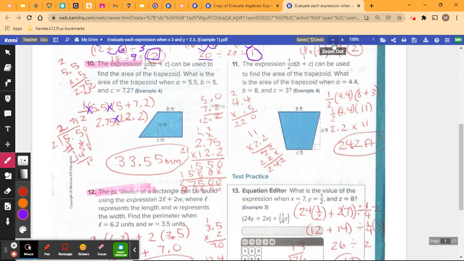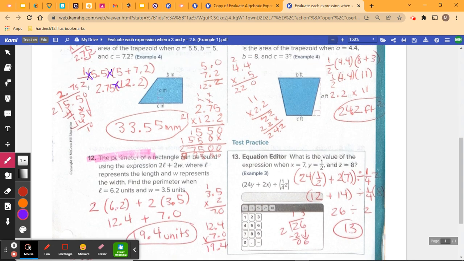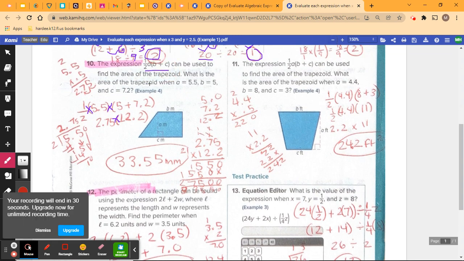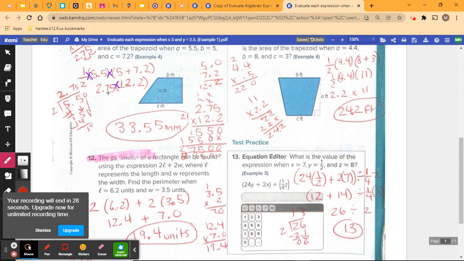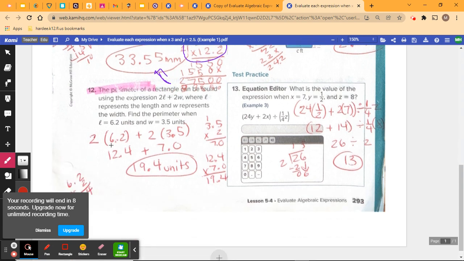And then number 10 and 12. For number 10, you rewrote the expression and you multiplied. You could have changed 1/2 to 0.5, and all it is is a lot of multiplying decimals. So 0.5 times 2.75. You should have multiplied that and gotten this. And then for the bottom, multiply first and then add those two, and that's what you get.